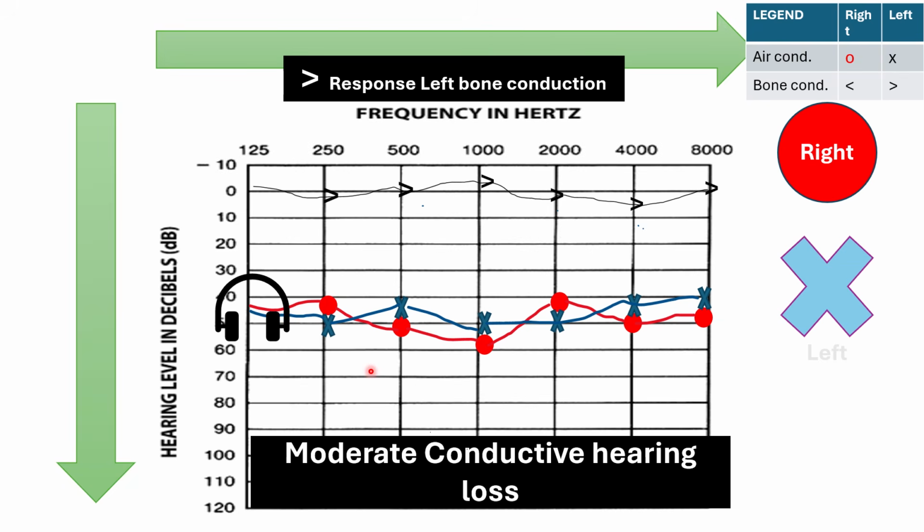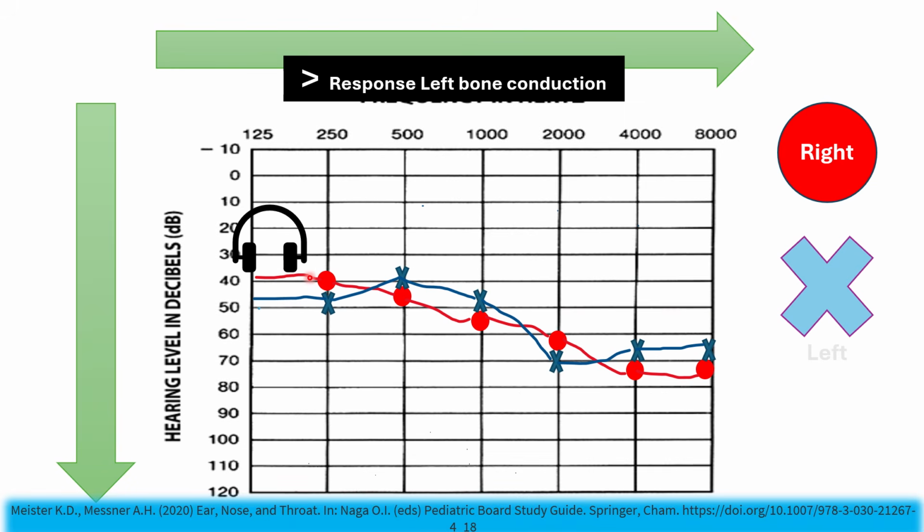The most common cause we see in pediatrics giving you moderate or mild conductive hearing loss is otitis media with effusion, preventing the air conduction as you see here, but the nerve is healthy as you see with the bone conduction. Now it's easier for us to understand and read the audiogram.